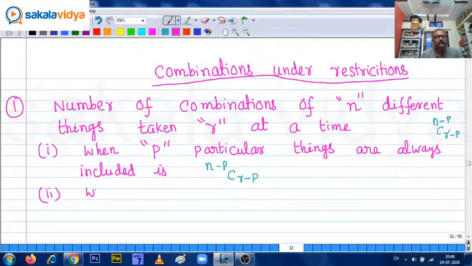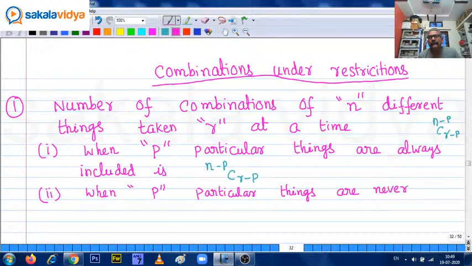When P particular things are never included, that means they should be excluded always. So never included means we need to keep the P things aside.